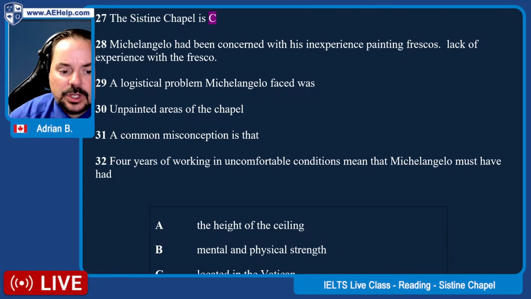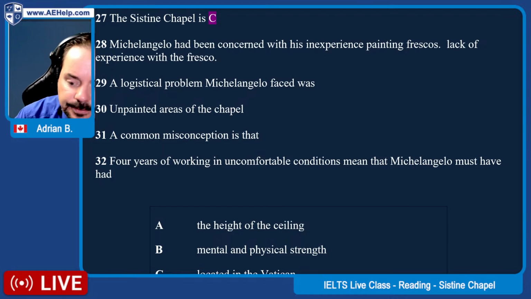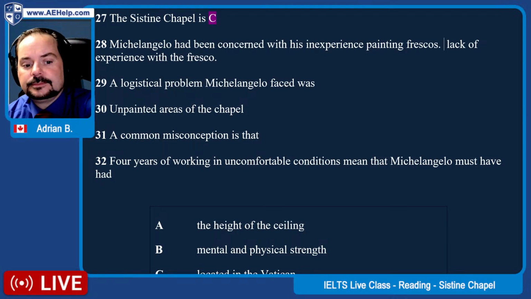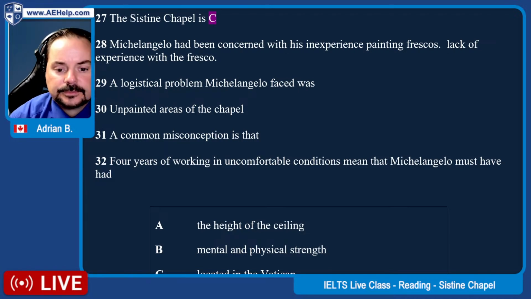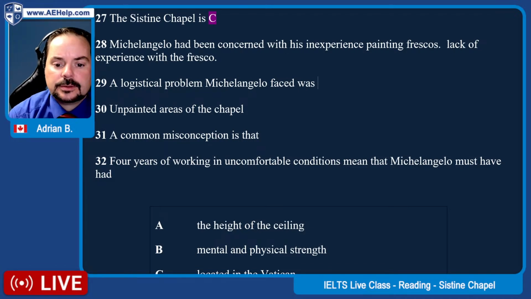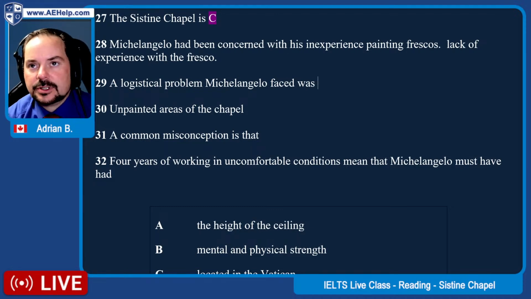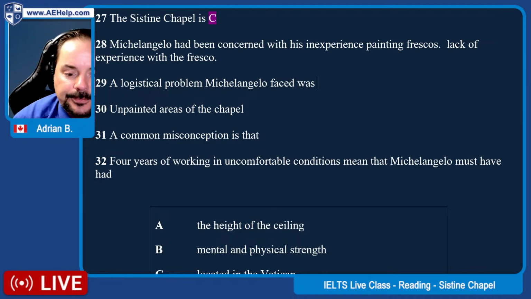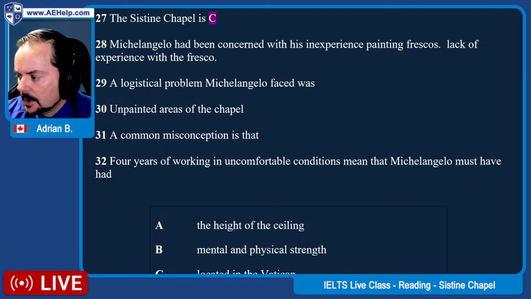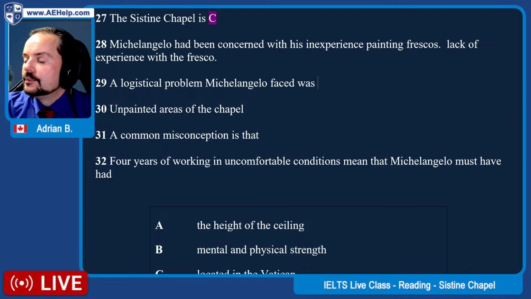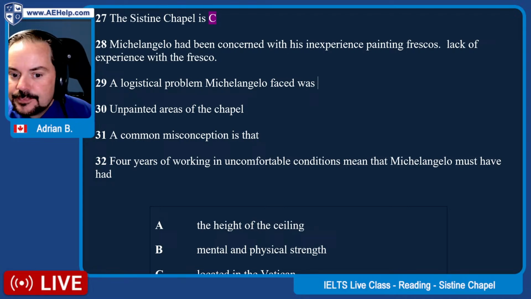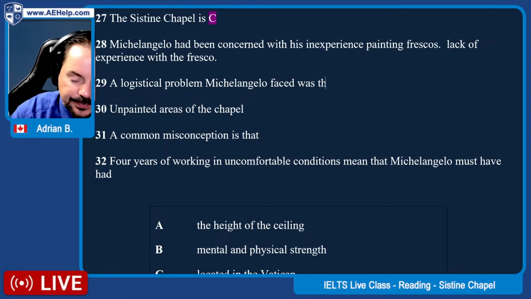29. Can you read that one? A logistical problem Michelangelo faced was... So logistical is about like practical, right? Like the practical or the situation, like the real problem, right? Yes. What was that? It should be about the height of the ceiling. It's too high.